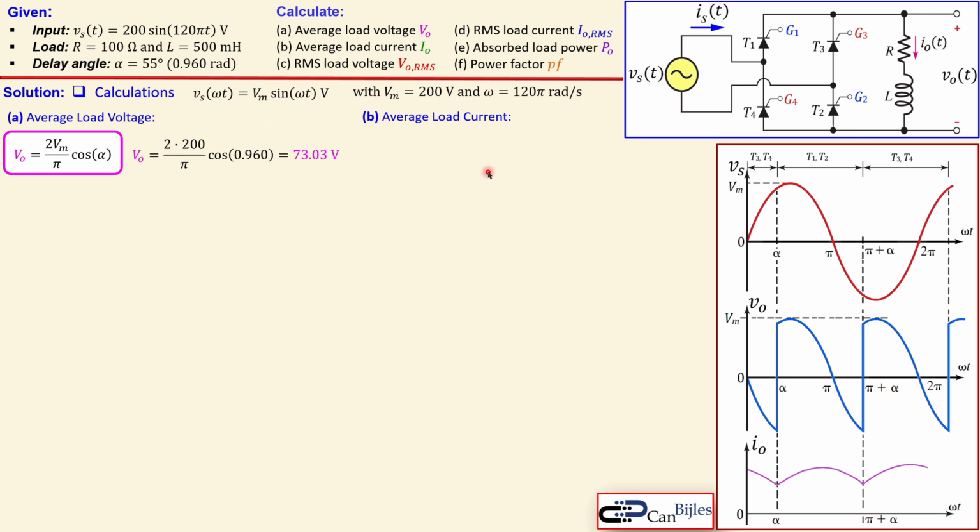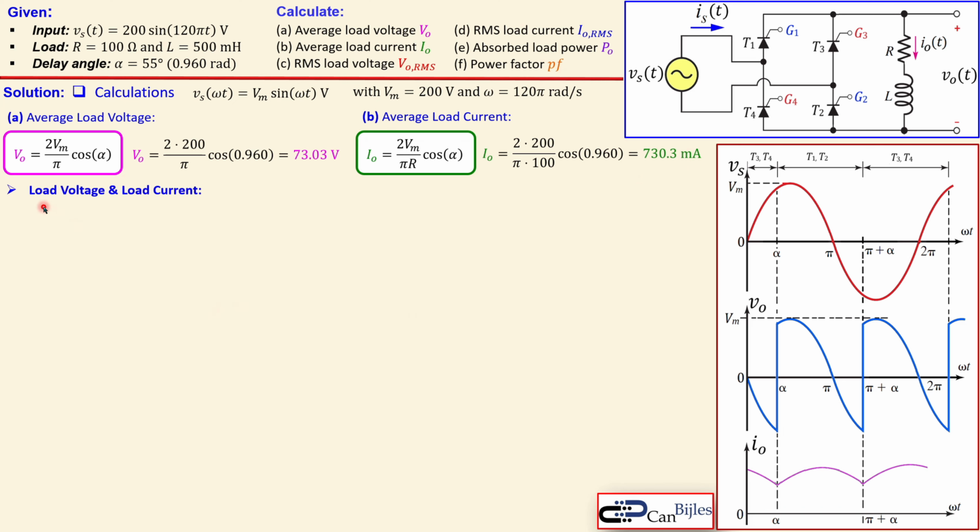The average load current is found using Ohm's law, so you take this value and divide by the resistor, which is shown here, and that will result in the exact same value as before with the DCM, so 730.3 milliamps. Now the change will be for the load voltage and load current. The average values for the load voltage and load current will be the exact same for the DCM and the CCM, but for CCM we need to do this in a different way using Fourier analysis.